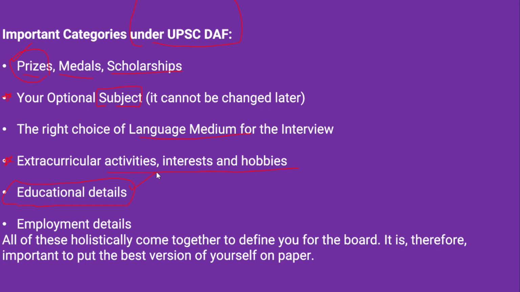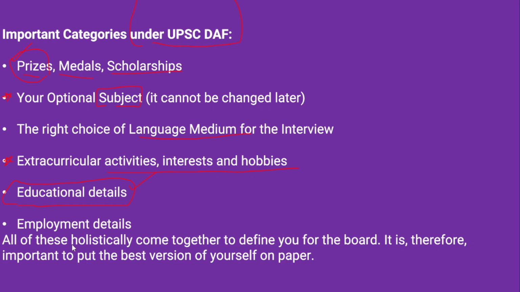And you focus on your employment details. See, this is very, very important. So your optional, your extracurricular activities, interests, hobbies, and your employment details. For example, if you are from a public sector, you will be asked a very good number of questions about your organization. Why are you leaving that particular job, why are you getting into the IAS or IPS? So therefore it plays a very important role. You have to prepare well for this topic as well.